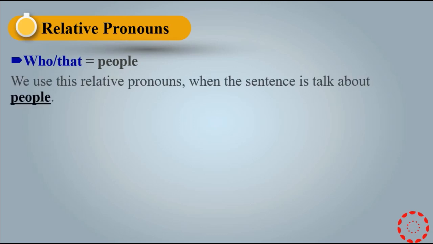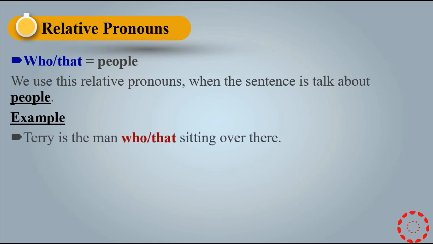Relative pronouns. We have some relative pronouns. Who or that is used for people. We use who or that when the sentence is talking about people, as I mentioned in the previous lessons.